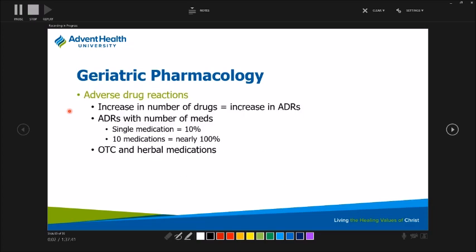Anyway, so again, we know the more drugs you're on, the more likely you are to have an adverse drug reaction. But also keep in mind the OTC and the herbal meds, right? Now again, how do you ask about herbal meds? How you ask about OTCs is really important. Make sure you're using a curious and not judgmental standpoint when you ask these questions. Make sure to ask open-ended questions. Otherwise, you're not going to get the full picture, right?